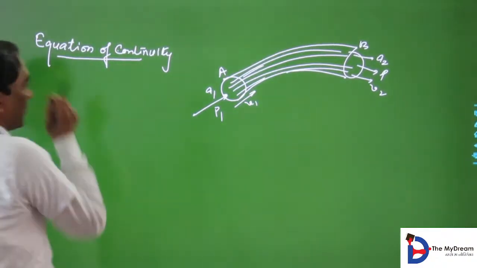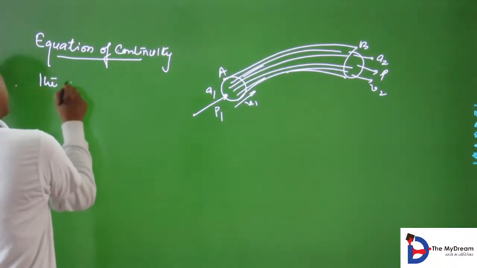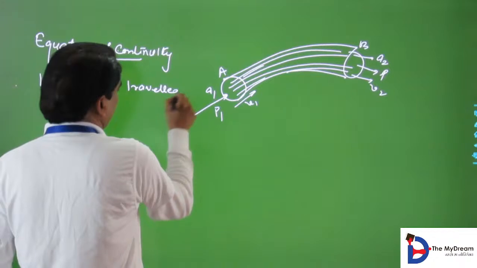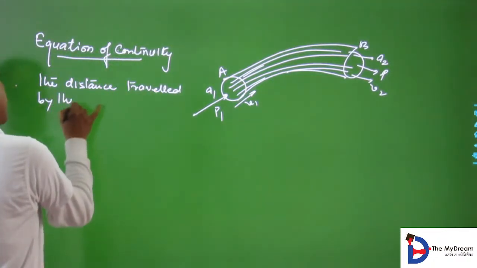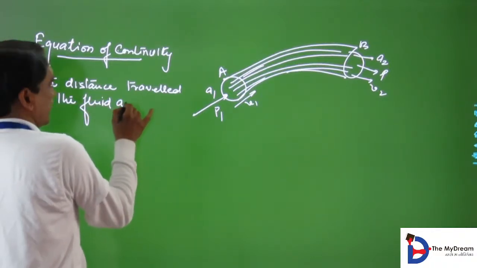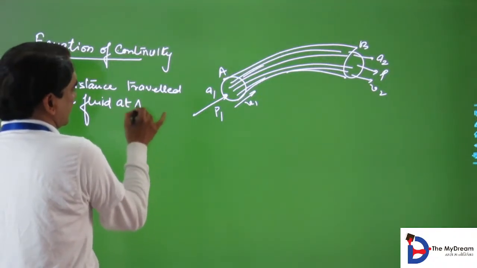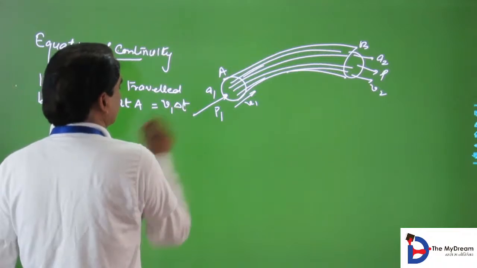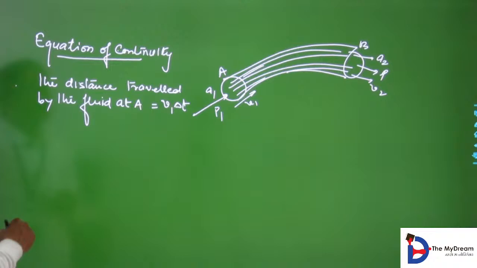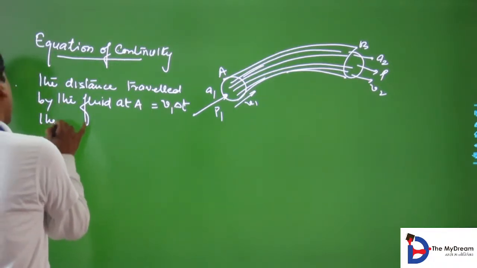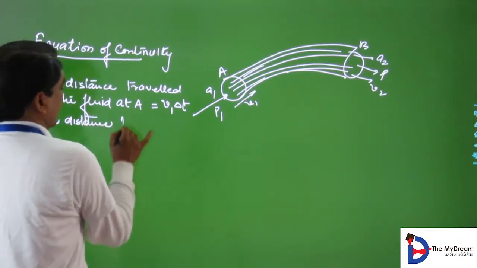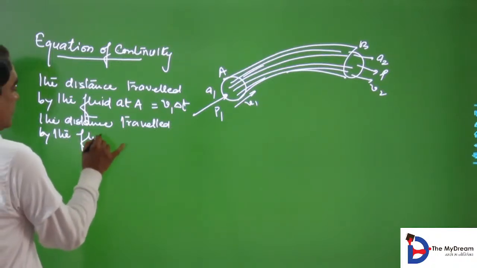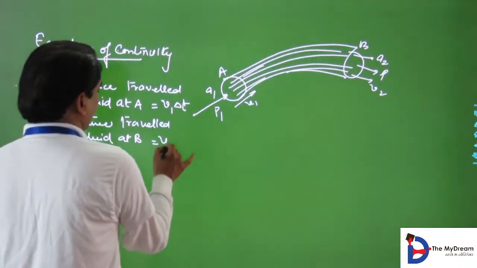So the distance traveled by the fluid at A is given by V1 into delta T. The distance traveled by the fluid at B is V2 into delta T.